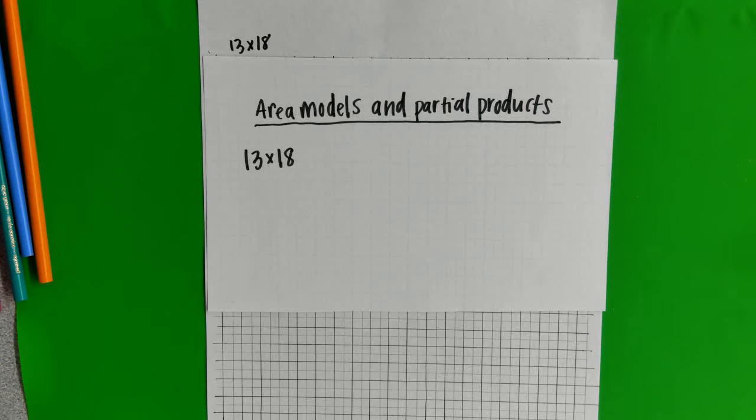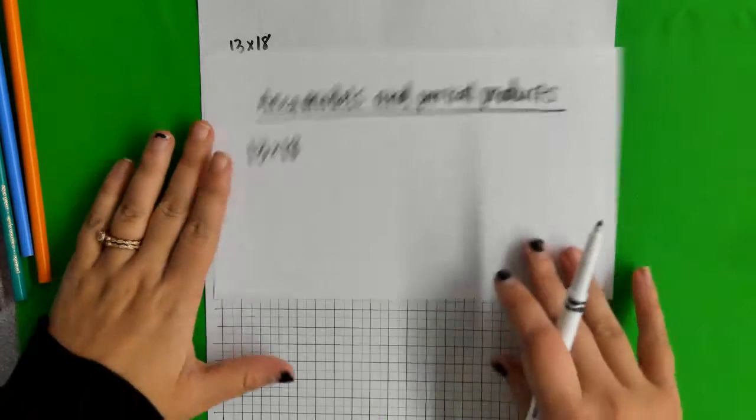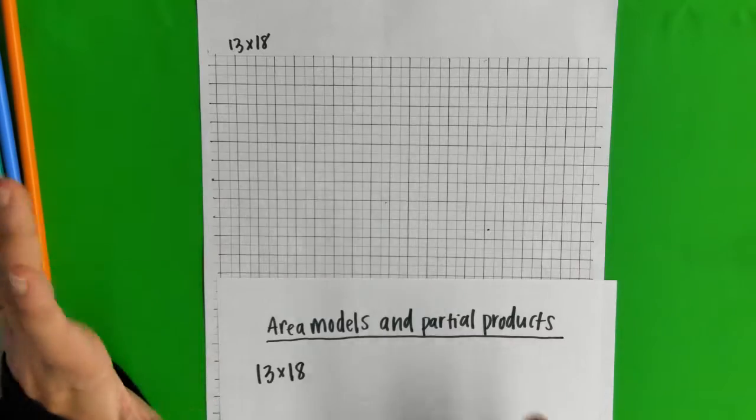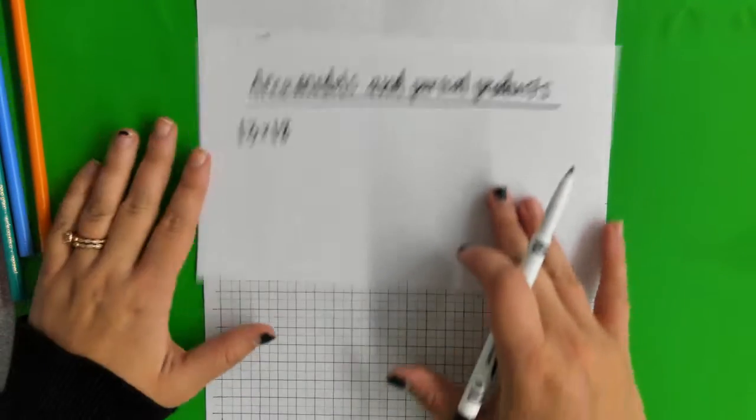Okay, we're going to be talking about multiplying using area models and partial products. Last week we used the distributive property and we put it on the grid paper, and we're going to do the same thing this week.